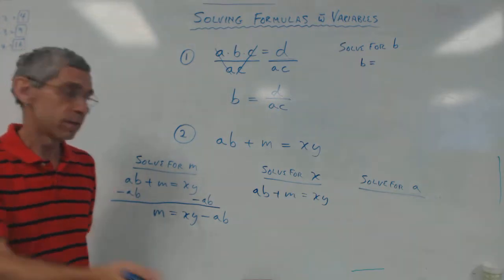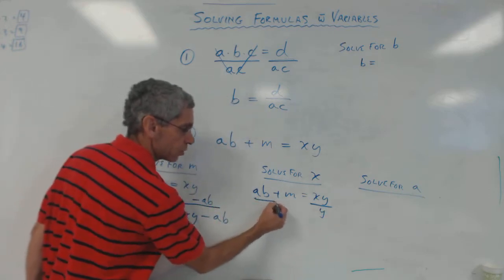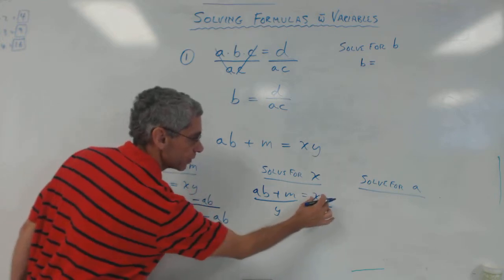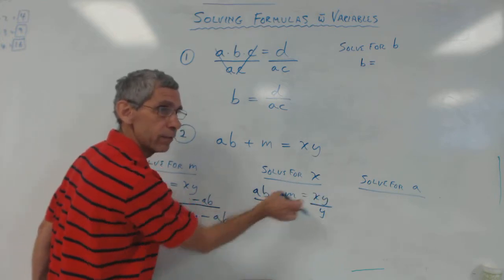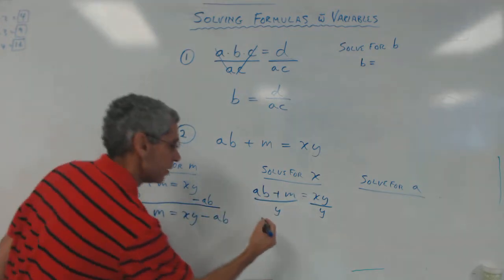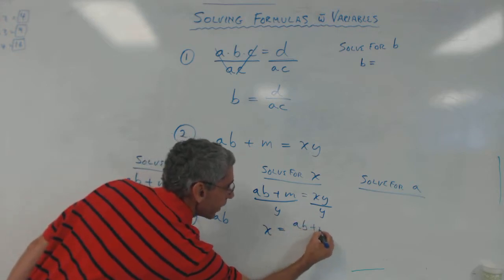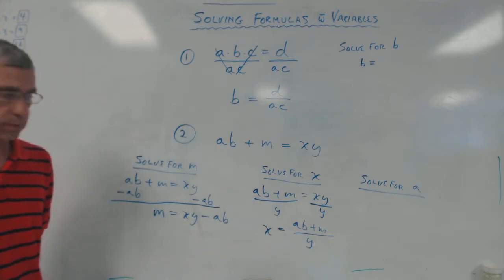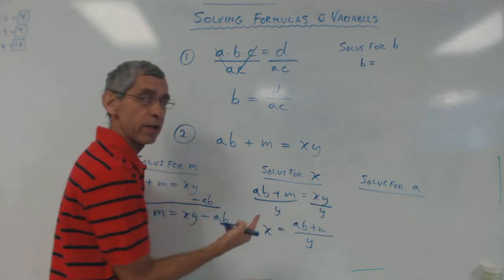So I'm going to divide this whole side by y. Now I'm going to put my x first, because if this equals x, then x equals this. It doesn't matter which side I put my x on, right? So I can say x is equal to ab plus m divided by y. All we did was divide by y, because y is multiplying times x.